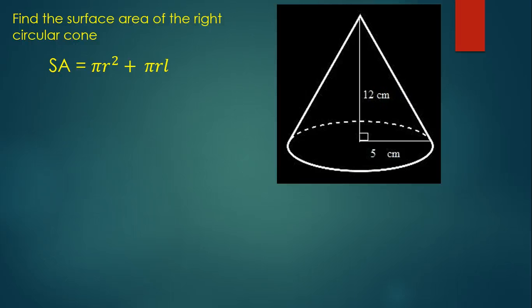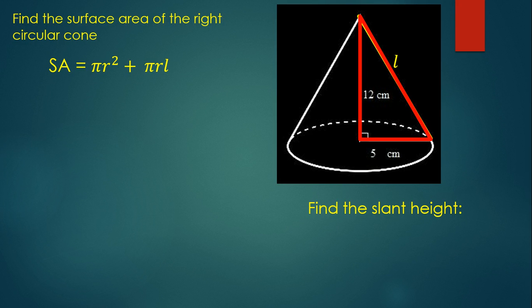But look carefully at the 12. The 12 is not the lateral height. The 12 is the height of the cone. If we wanted to find the volume, the 12 is what we'd need. Now, if you'll notice, that lateral height is part of a right triangle. And if we have 2 of the 3 measures of the sides of a right triangle, we can always find the third. So we can use the Pythagorean theorem to figure out what L is, because we know that L squared has to be 5 squared plus 12 squared, which means L, the slant height, the lateral height, is 13.